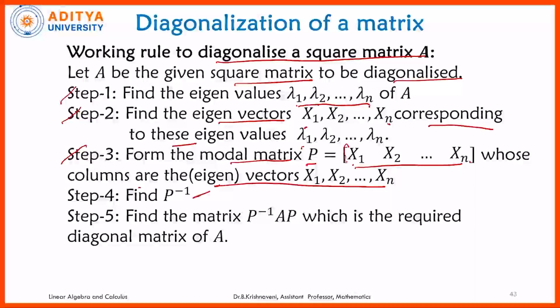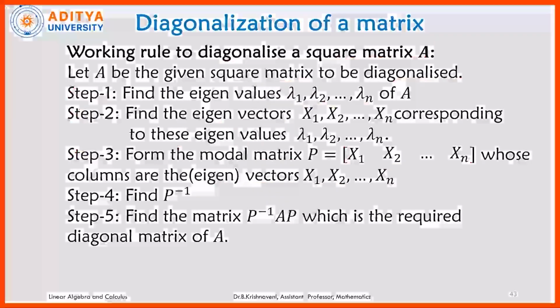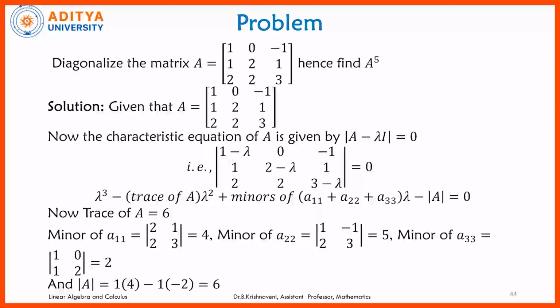Then find P inverse. Finally, find P inverse AP, which gives the required diagonal matrix D. That is, P inverse AP is equal to D. So, this is the way to find the diagonal matrix using this transformation. So, let us discuss a question on this.